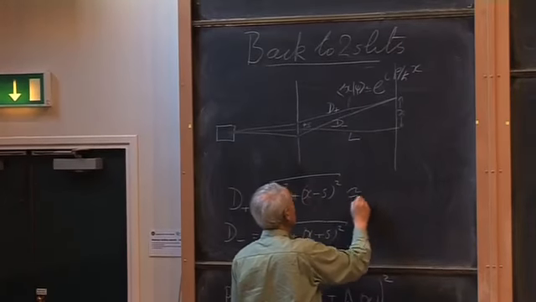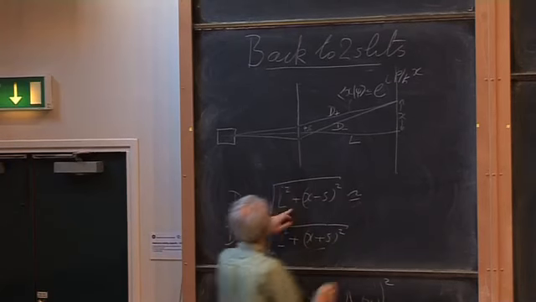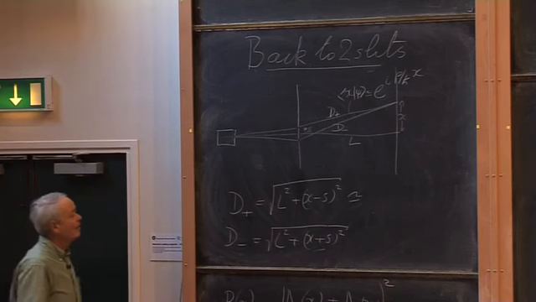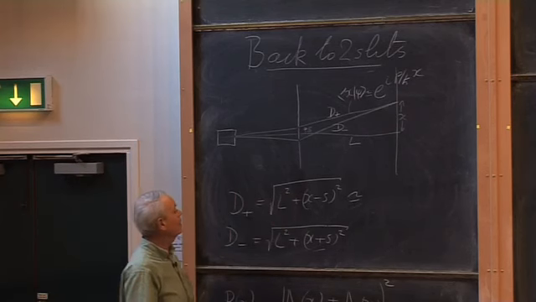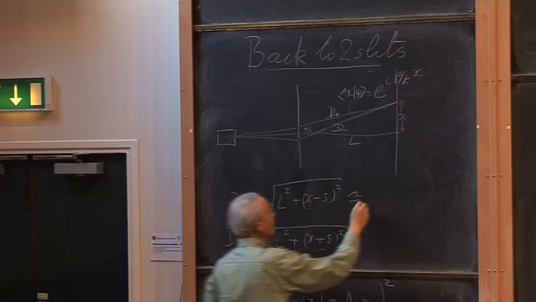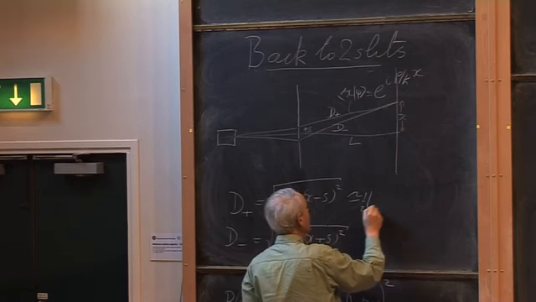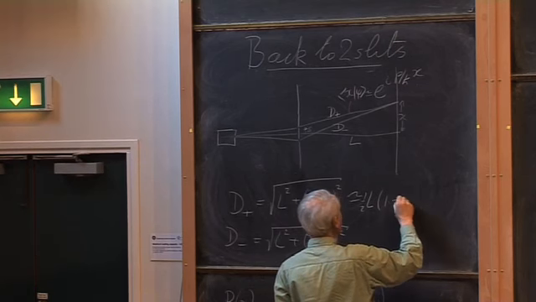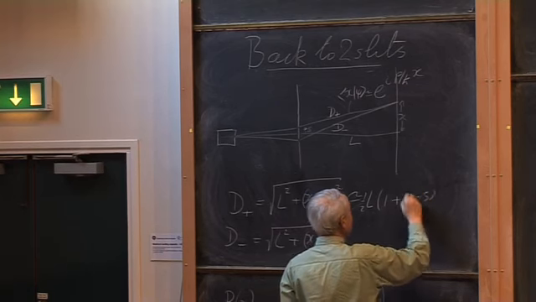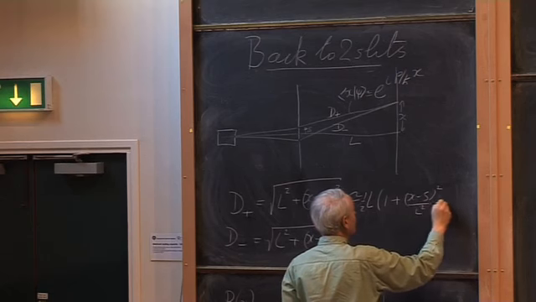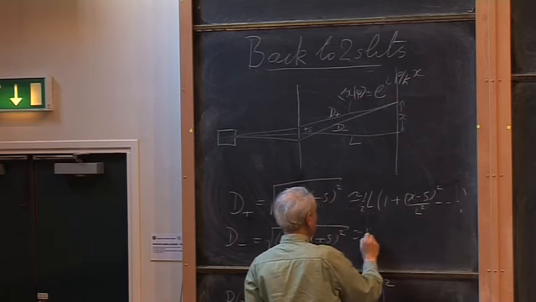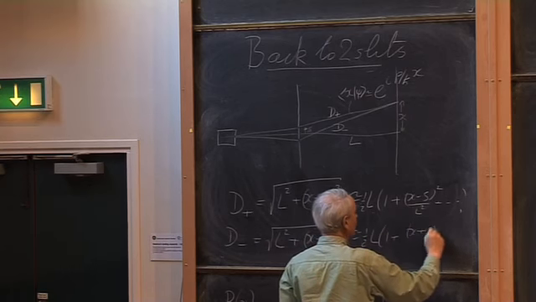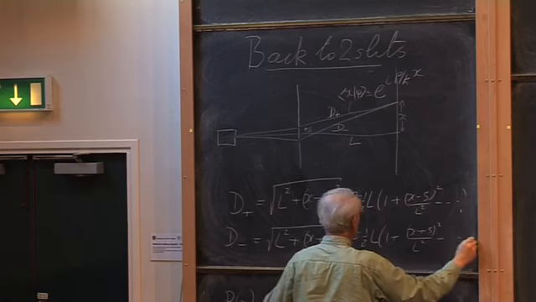Well, let's binomial expand this, and because we can argue that L is going to be big experimentally compared to x. x will be millimeters, L will be a meter or so. So we can binomial expand this and say that this is about L, it's about L times (1 plus (x minus s) squared over 2L squared plus dot, dot, dot). And the other one's going to be about L times (1 plus (x plus s) squared over 2L squared plus dot, dot, dot).